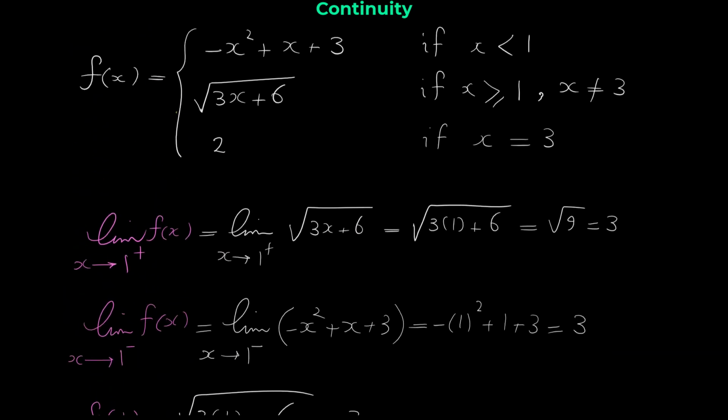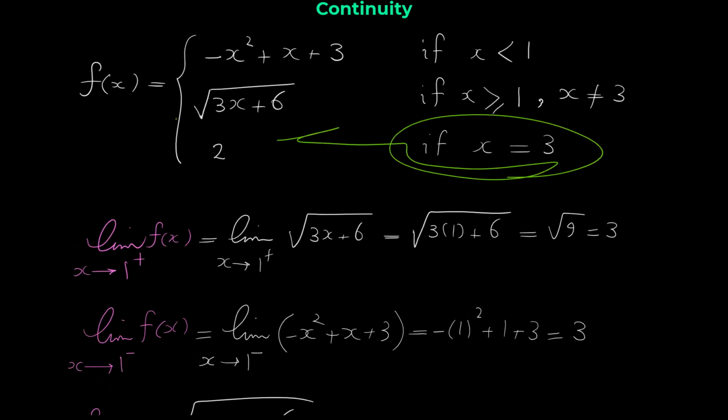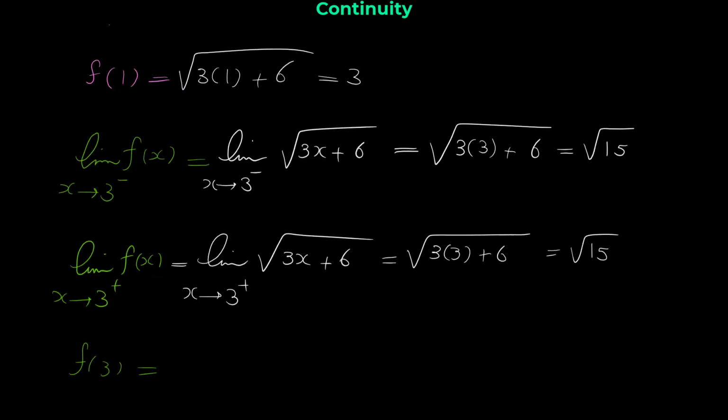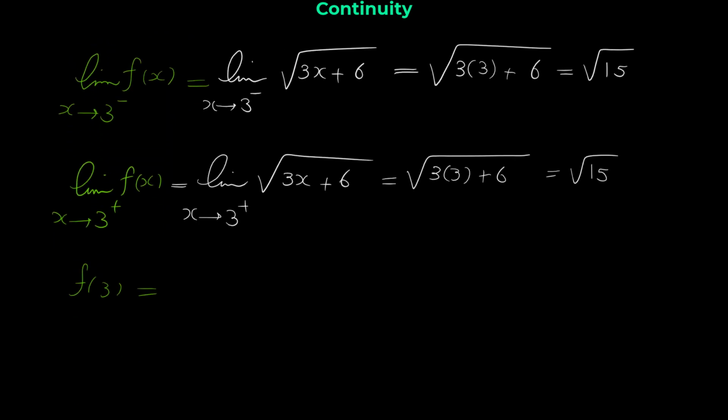When x is exactly equal to 3, f of x is equal to... So what is f of 3? F of 3 is simply 2.